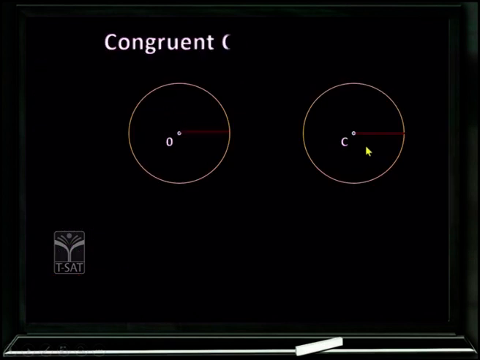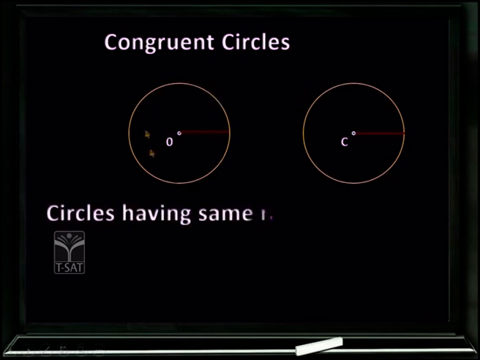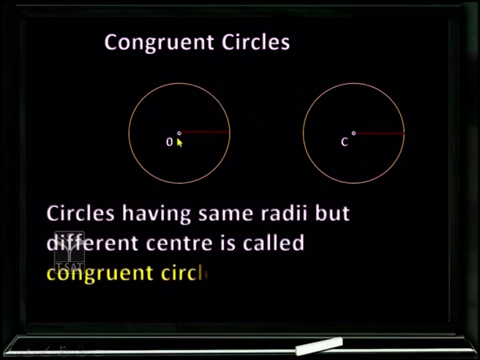Now, let us see congruent circles. What are congruent circles? The congruent circles are these 2 circles we have, with a different center but the same radius. So, circles having the same radii but different centers are called congruent circles.